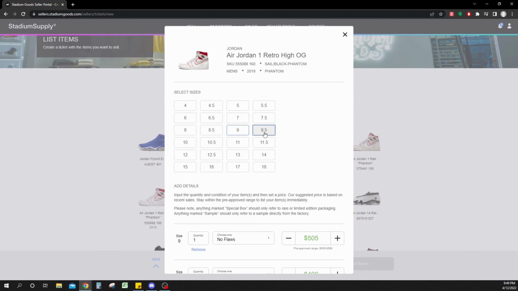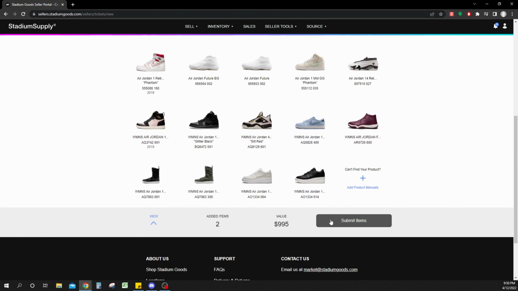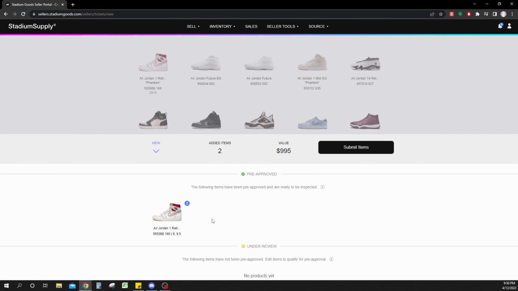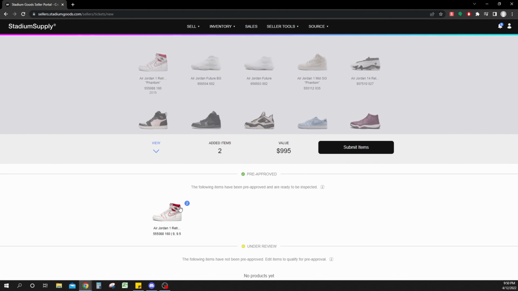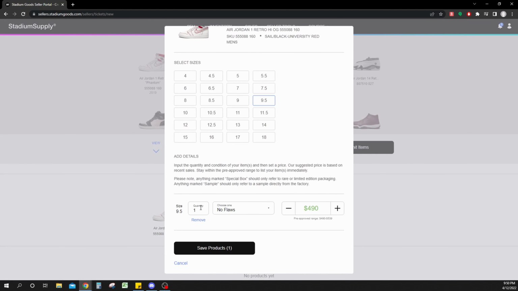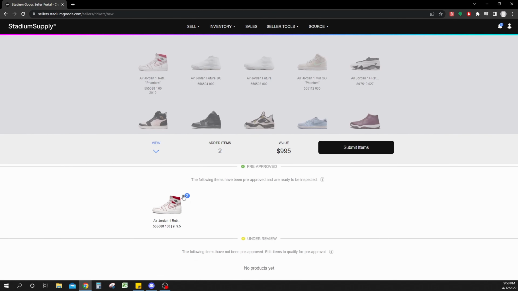If you take a look here, I believe I put in a 9 and a 9.5. They're currently going for about $500 each pair. Stadium, as of right now, in my personal opinion, I think they have the highest price for certain shoes. But yeah, if you were to list these two shoes right now at $9.95, Stadium currently takes 20% as a consignment fee, and then also an additional 1% for a payout fee.